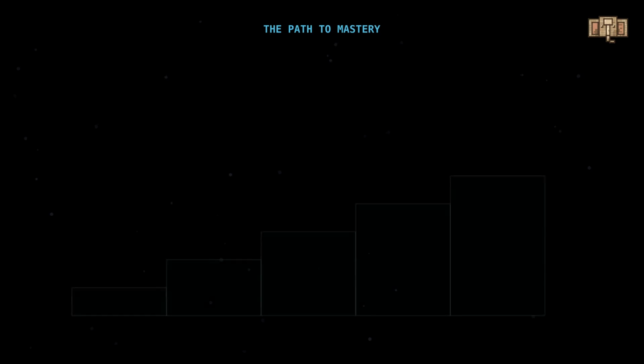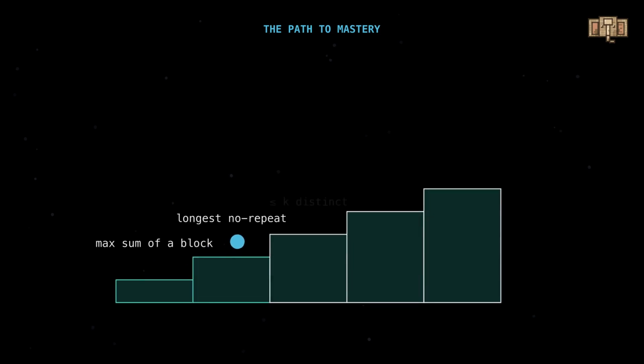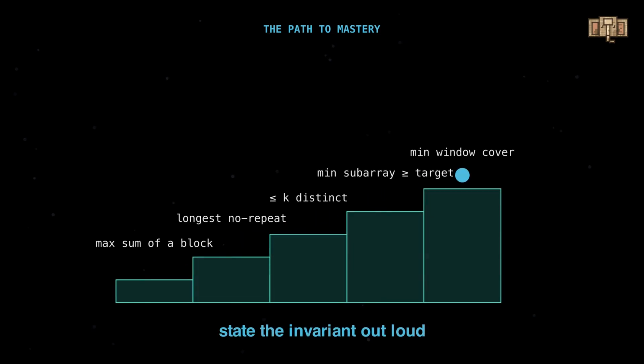Master it by stating the invariant out loud on a ladder of problems. Max sum of a block, longest with no repeats, at most k distinct, smallest subarray over a target, minimum window cover until you see the invariant before you finish reading.